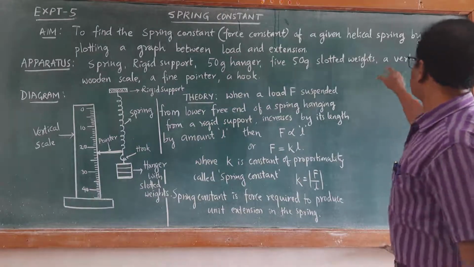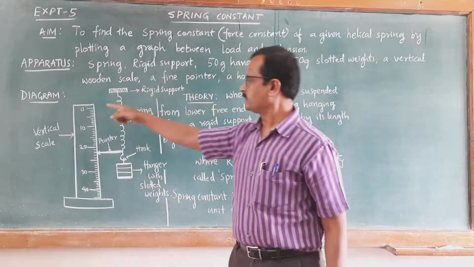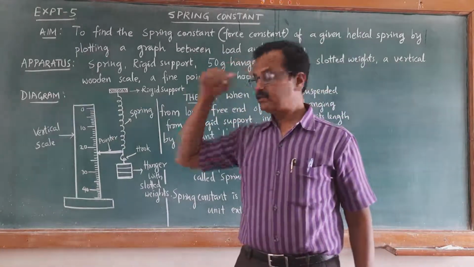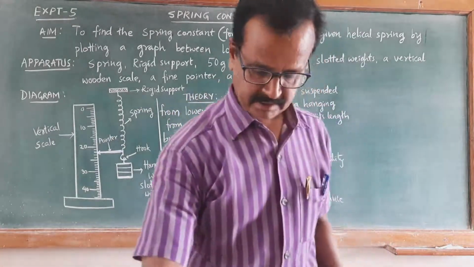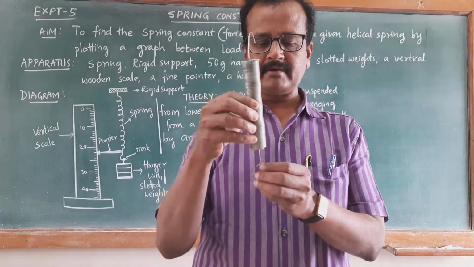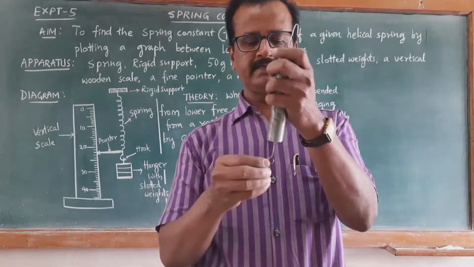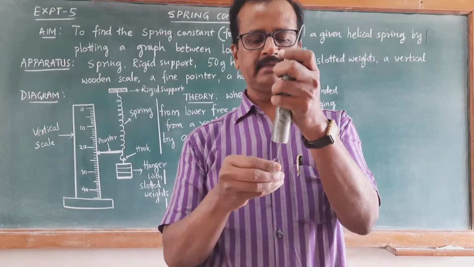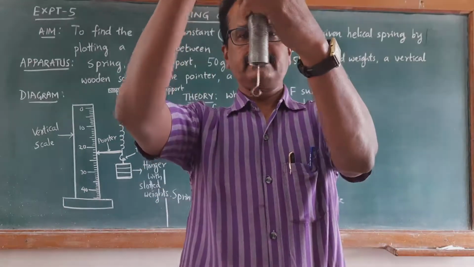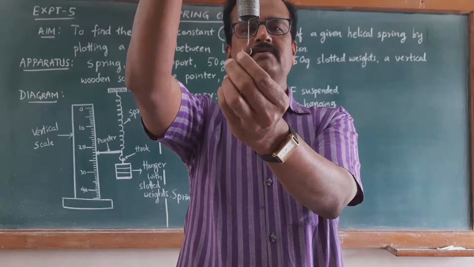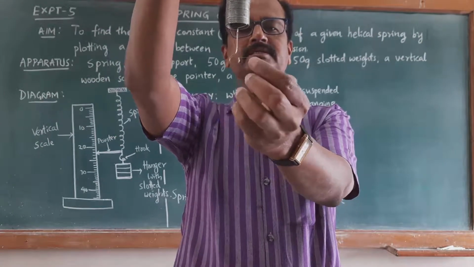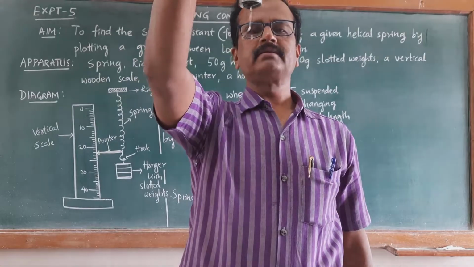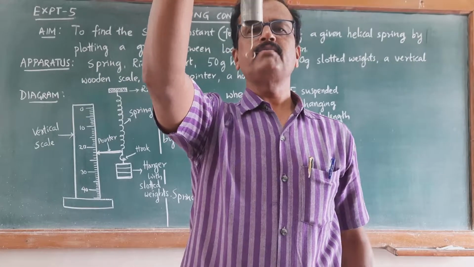Then a vertical wooden scale is required, a fine pointer is required, and a hook. A pointer is made with the help of a thin copper wire, which will be just resting on the scale. It is very thin, I don't know whether you will be able to see it. So the thin copper wire acts as a pointer.